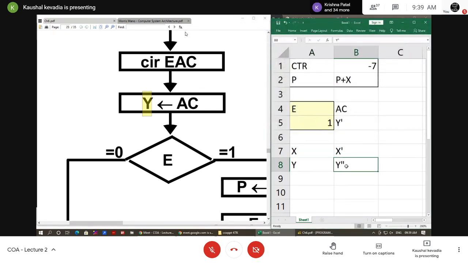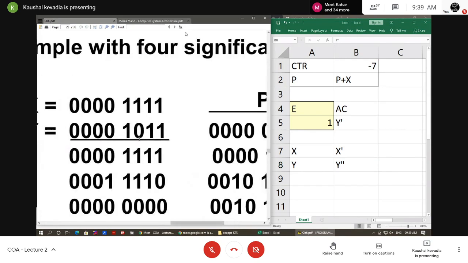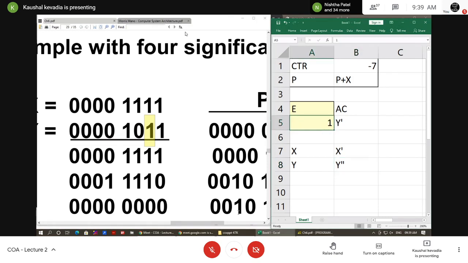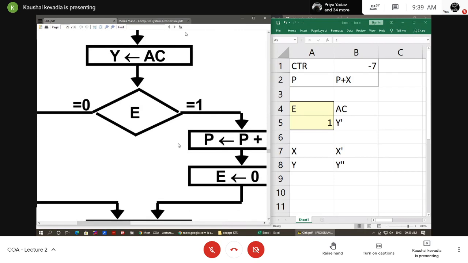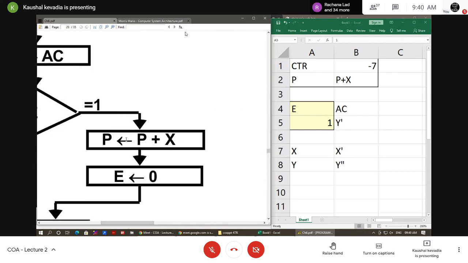So the new value of Y is Y double dash. The next value of Y, in that Y double dash, is 1 0, that is, 4 zeros and 1 0, because already we have shifted this one into the E register that is available here. Then after that, we have to check the value of the E register. If there is a 1, we want the partial product X and X dash.